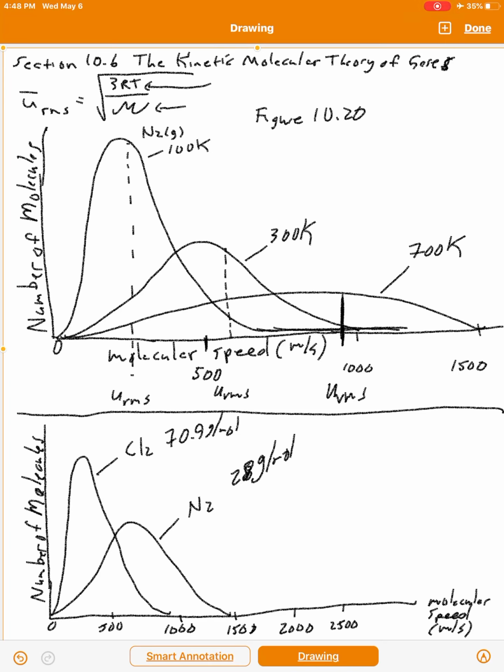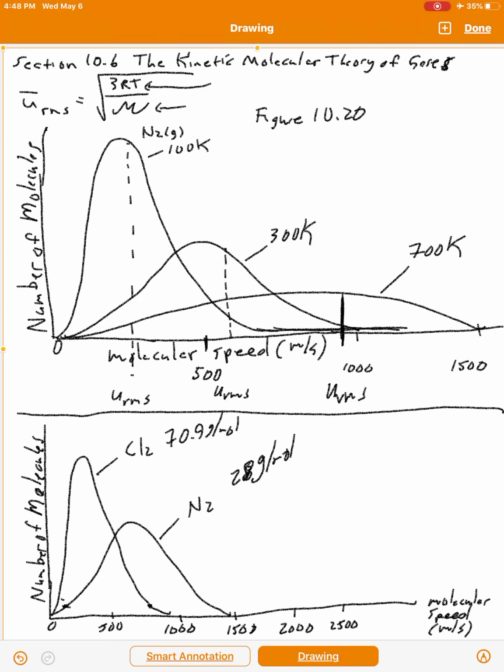Now, in fact, even if the gas is heavier, there's a chance that a molecule in nitrogen is moving slower than a molecule in chlorine, right? Some of the nitrogen molecules are way over here. They're moving slow. Some of the chlorine are way over here. They're moving fast. So we're not claiming they're all moving faster if it's lighter. We're just claiming that on average, they're moving faster, okay?